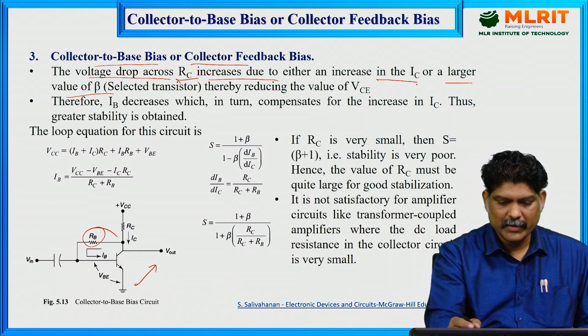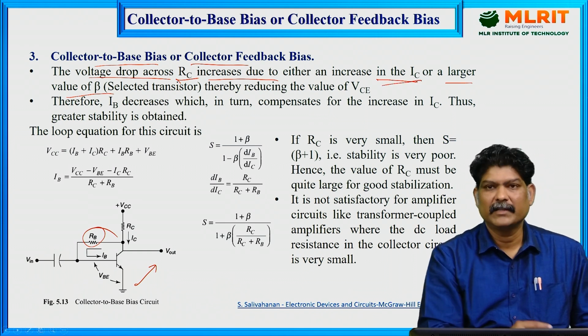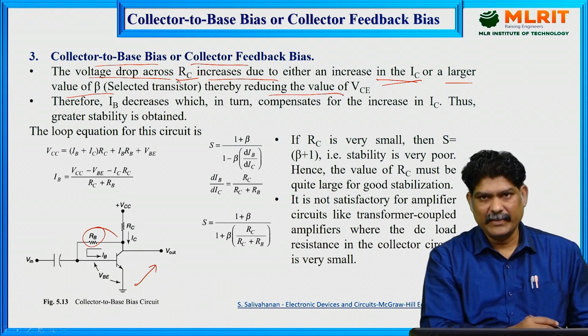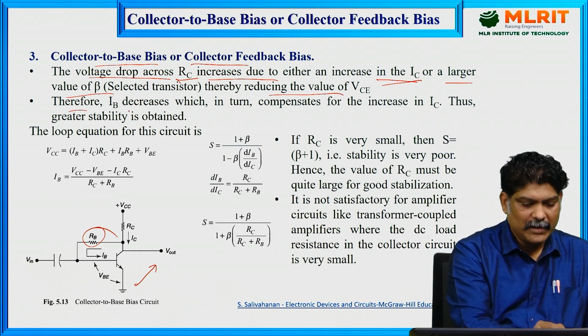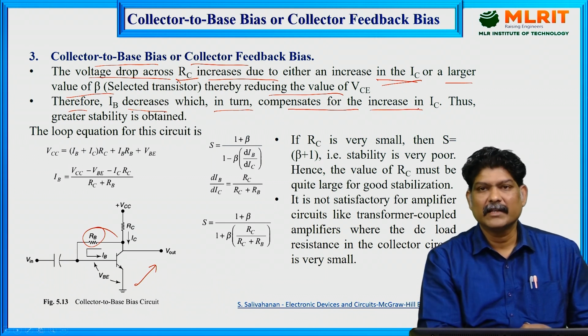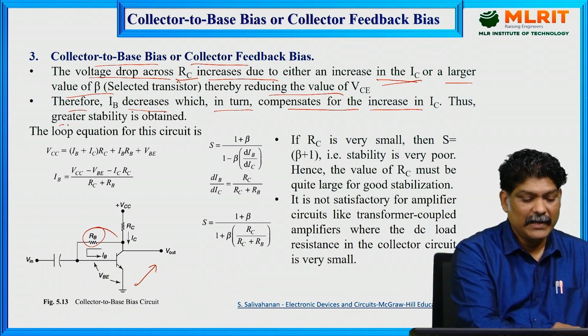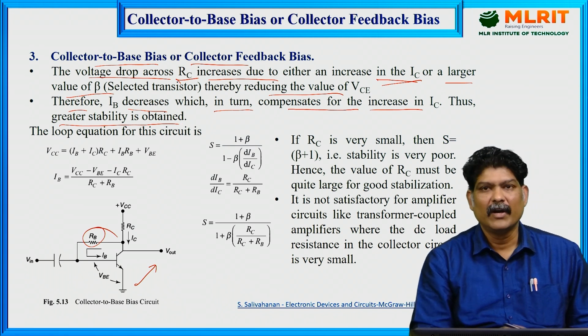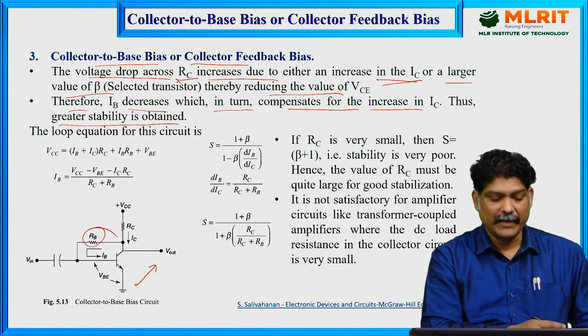Another important reason is the change in the collector current, thereby reducing the value of VCE. Therefore, IB decreases, which in turn compensates for the increase in the IC. Thus, greater stability is obtained. This is another advantage of using collector to base bias.